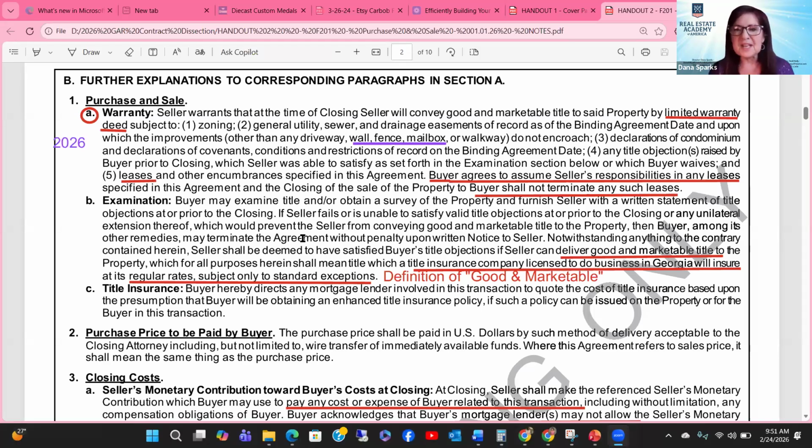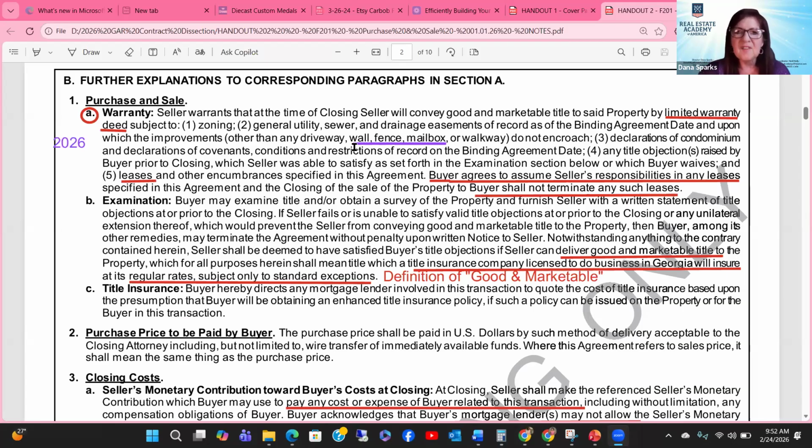So what type of deed? The buyer might say, well, what type of deed am I getting? They're getting a limited warranty deed. Limited warranty deed means the seller warrants the title only for their time of ownership. And it is a limited warranty deed subject to these things: zoning, utility, all the easements that come with it.